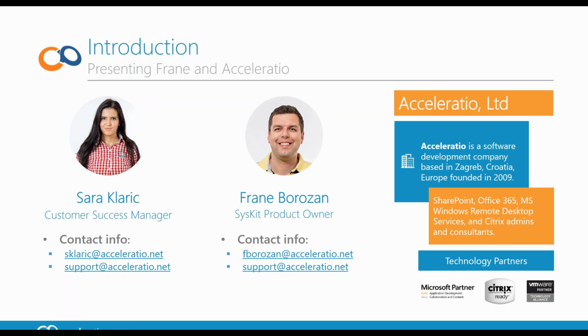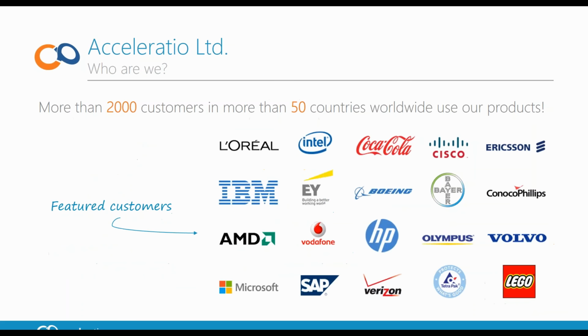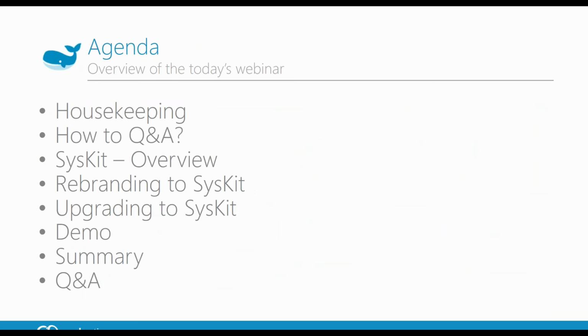Okay guys, so as you already know, we are Acceleratio, a software development company. We're based here in Europe and we do a lot of things for your Windows Remote Desktop Services, Citrix admins, as well as SharePoint and Office 365. So these are some of our featured clients. Many of you are actually among them, and all of these customers are using at least one of our products, and some of them are using even the whole package, all three of our current products, SysKit, SP.kit, and CloudKit 365.